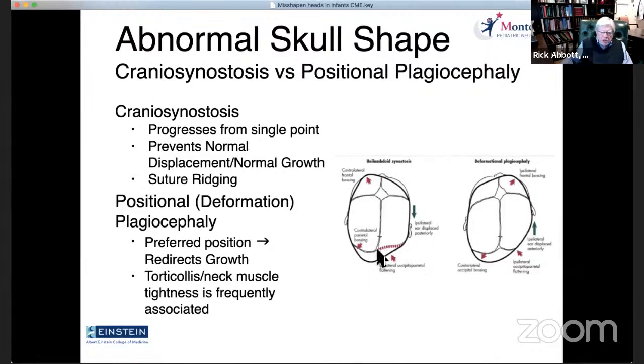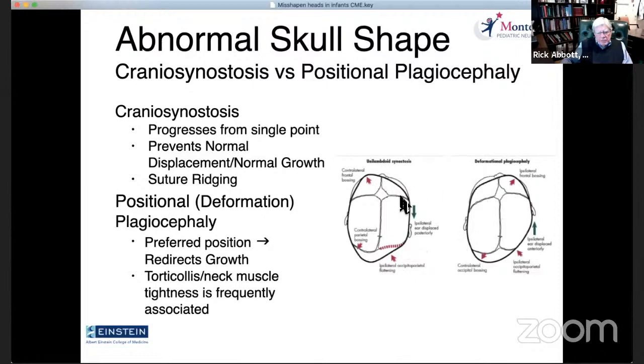So if one's talking about a posterior plagiocephaly or an anterior plagiocephaly, the deformation will tend to look trapezoid when viewed from above.